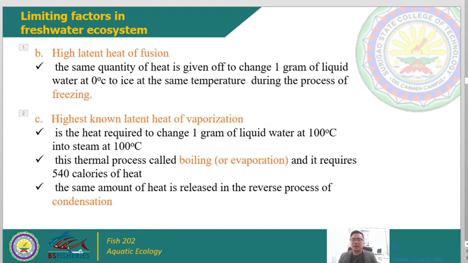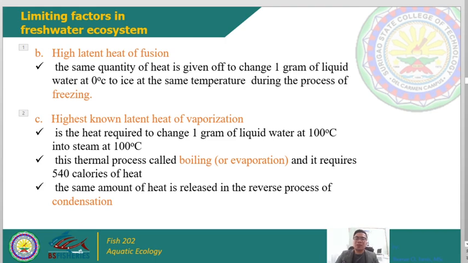Third, this is in continuation. The same quantity of heat is given off to change 1 gram of liquid water at 0 degrees Celsius to ice at the same temperature during the process called freezing, no? In freezing, from liquid, it turns into ice at constant temperature. It is called freezing. That is because of the property called high latent heat of fusion.